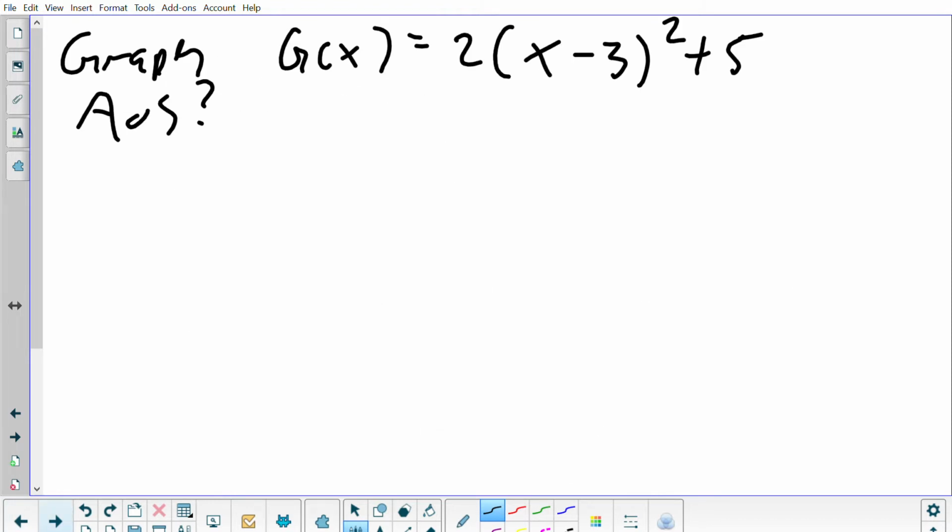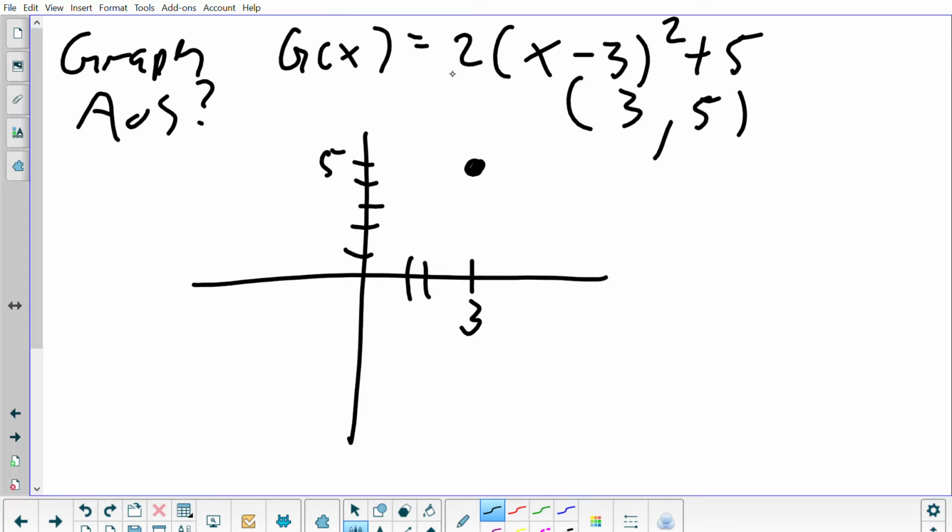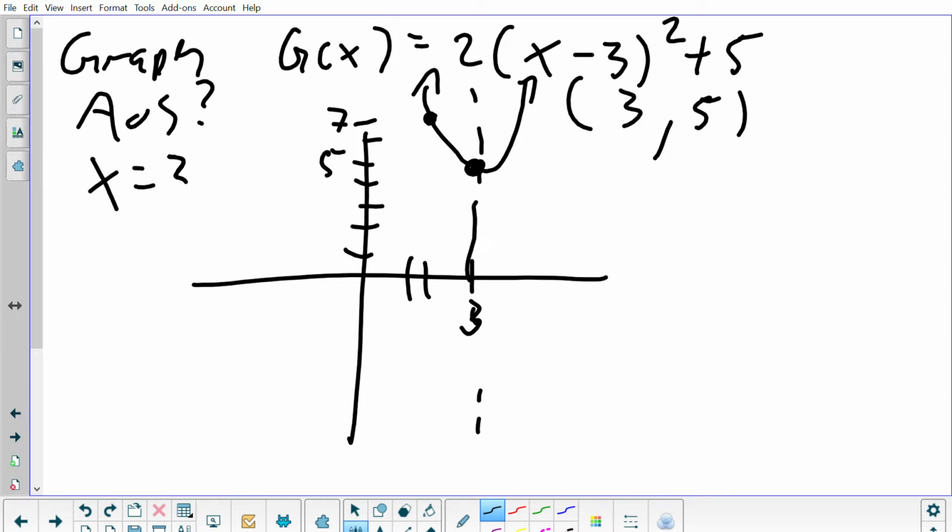All right, let's graph. So my vertex is opposite inside the parentheses, same outside. So 3, 5, and it says to go up 2 over 1. Okay, axis of symmetry is when I split it down the middle. What number does it hit? X is equal to 3.